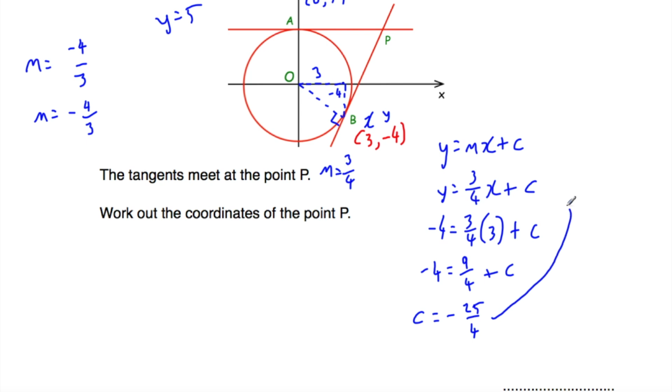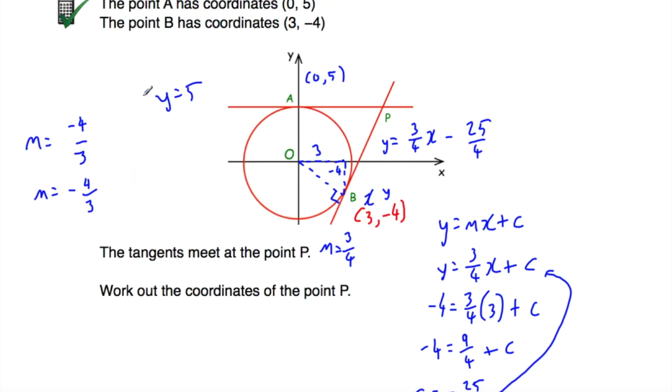And so if we just put that back in here, we've then found the equation of the tangent. The equation of this tangent here is y equals 3/4 x minus 25/4. Okay, so this is fantastic. We've now got the equation of the tangent at A, and we've got the equation of the tangent at B. And because they're both y equals and y equals, we've got y equals 5 and y equals 3/4 x minus 25/4. If we put them equal to each other, if we write 5 equals 3/4 x minus 25/4, and we solve this, we can find the x coordinate of this point P.